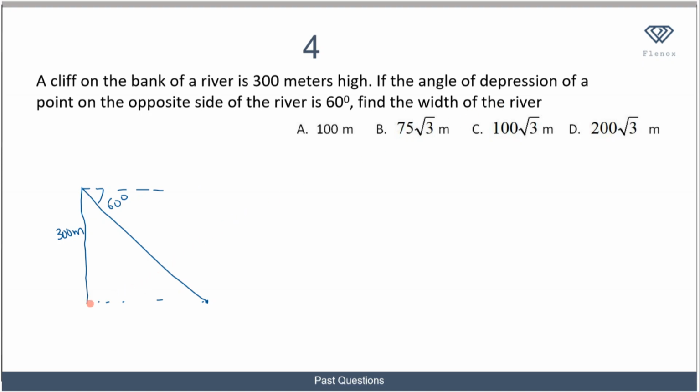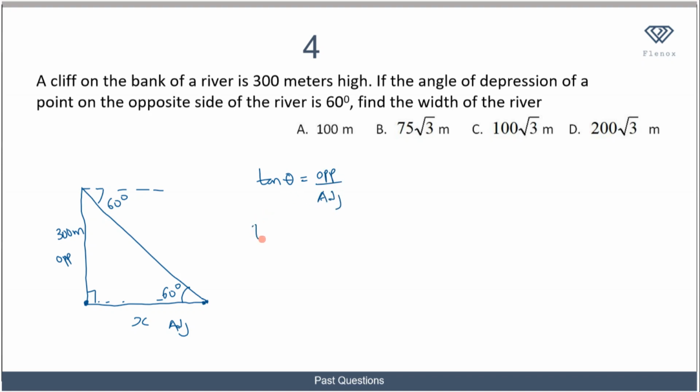The width of the river is going to be the distance from the foot of the cliff to the point opposite the river, which is this point over here. So this distance here represents the width of the river, and I'll call that x. From our alternate angles, we know that if this angle here is 60 degrees, this angle here will also be 60 degrees. In this right angle triangle, this side becomes my opposite and this side becomes my adjacent. And we know that the tangent relates the opposite and the adjacent. So I can write that tan theta is equal to the opposite over the adjacent.